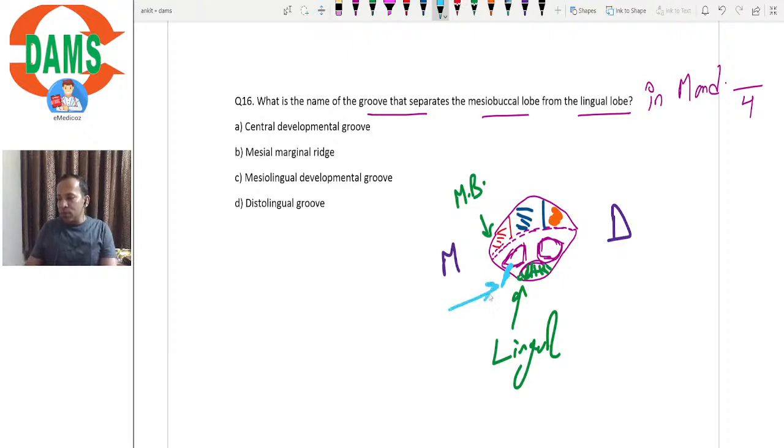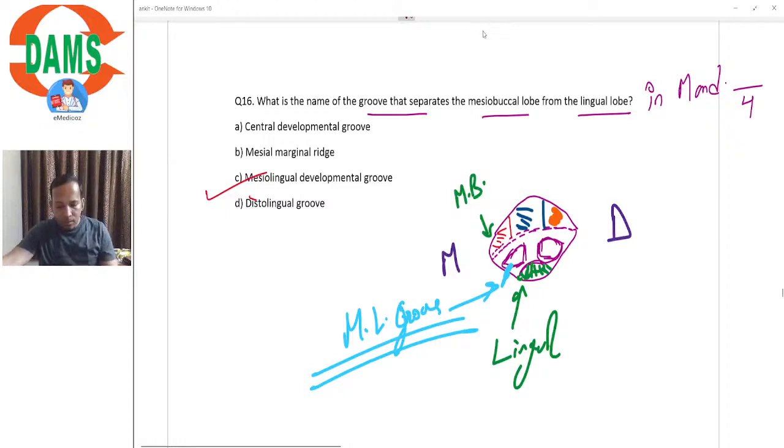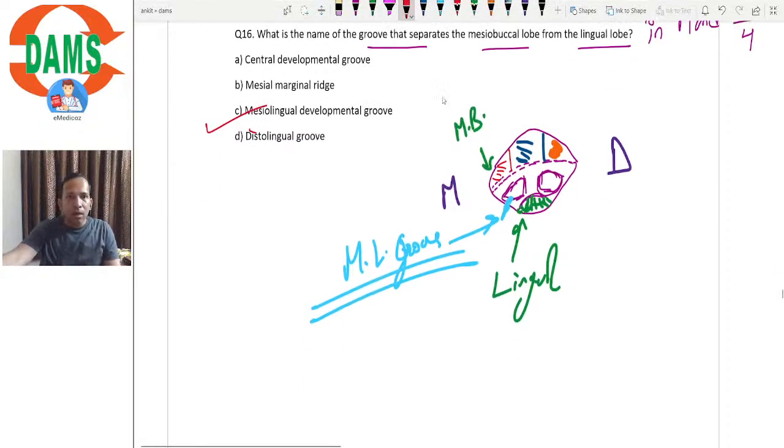It is called mesiolingual groove, or mesiolingual developmental groove, whatever you want to call it, right? So mesiolingual developmental groove, that is option C. Correct? Let's go to the next question.